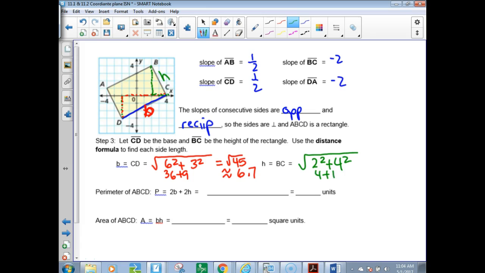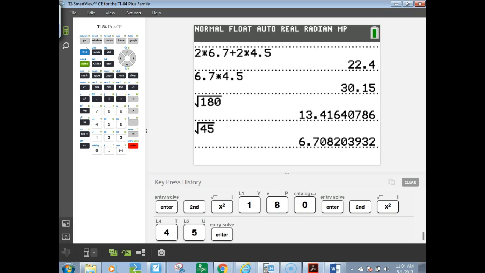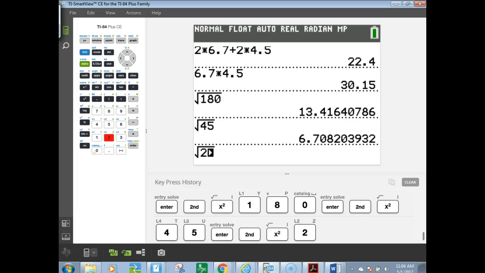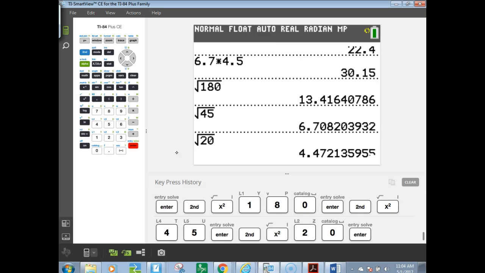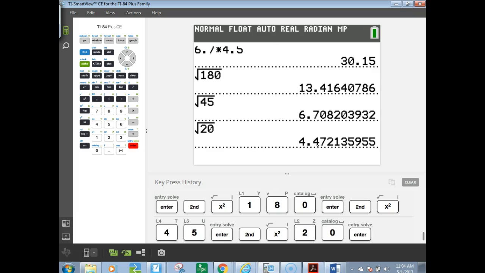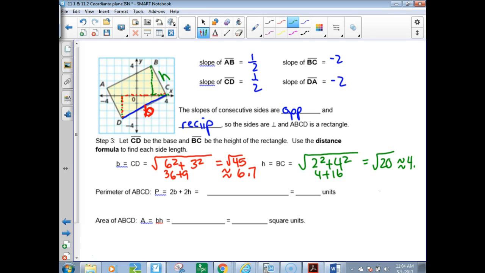So that's 4 plus 16. So we've got the square root of 20, which is about 4.5, I believe. 4.47, actually. Oh, yeah, I remembered it correctly. 4.5, though, we'll go ahead and round to.